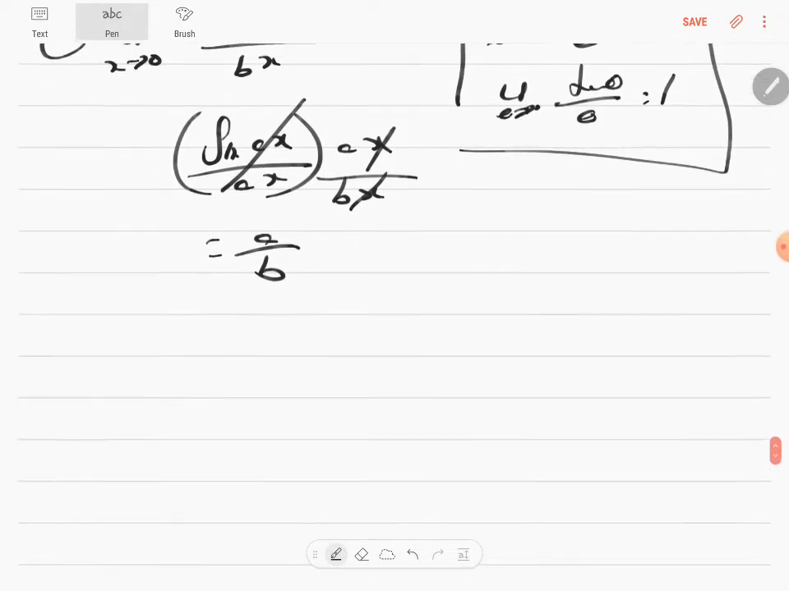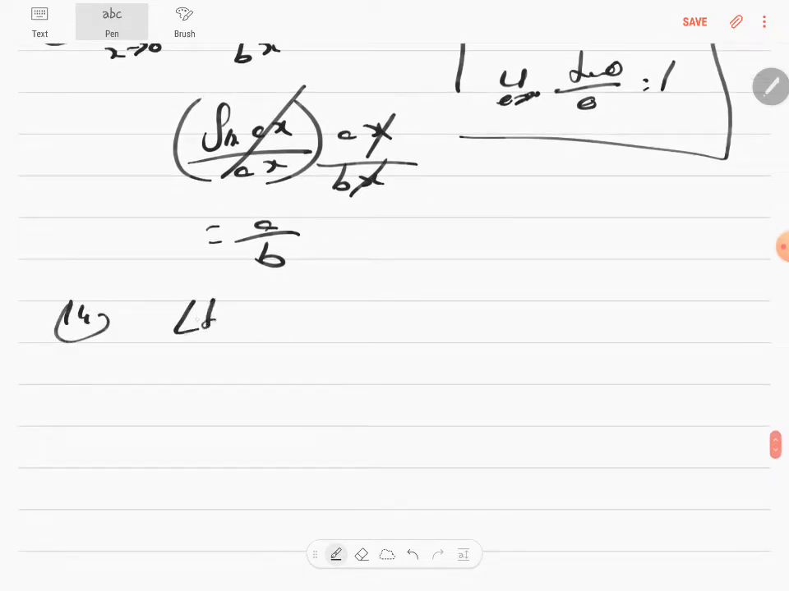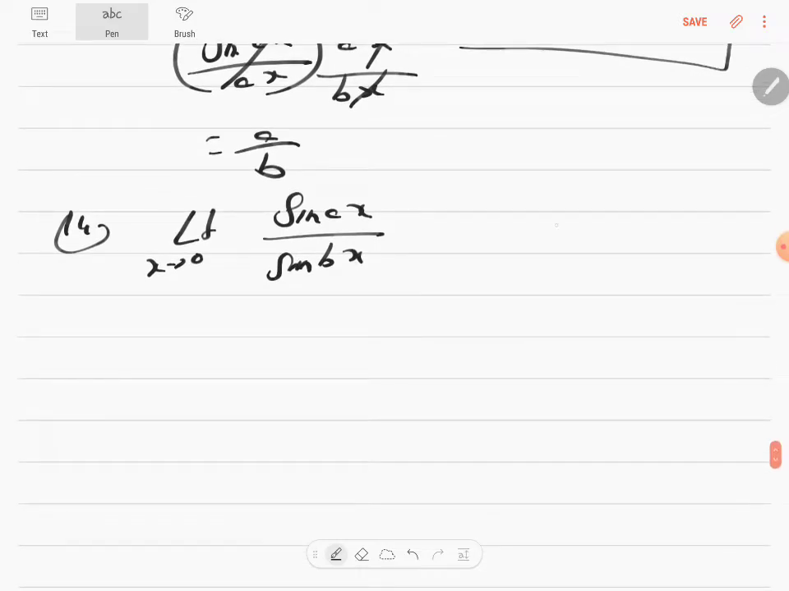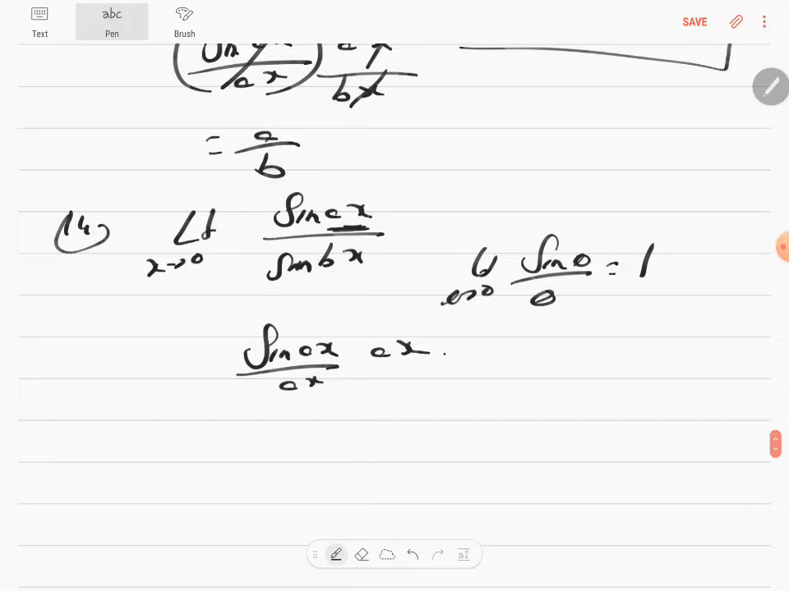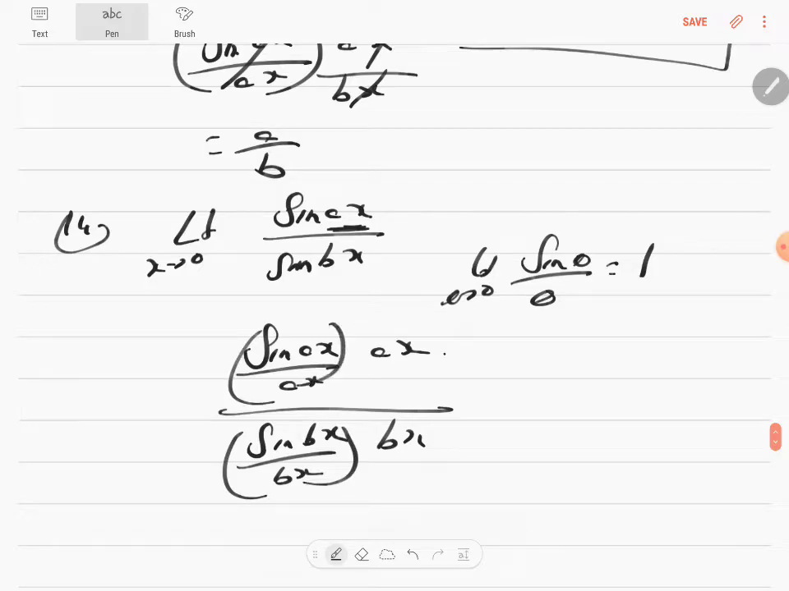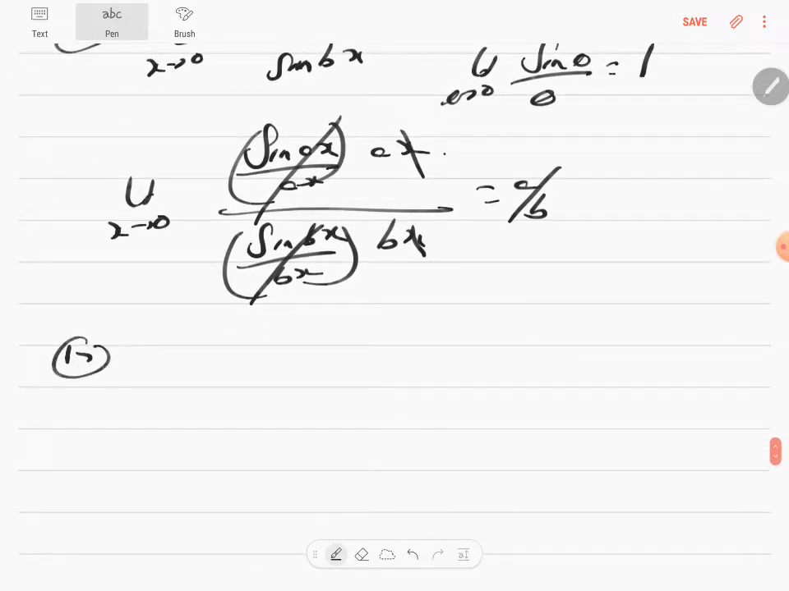Are you clear? So let's go to the 14th question. Limit x tends to 0 of sin ax by sin bx. Yes, sin theta by theta again. What is it? Sin theta by theta, limit theta tends to 0 is 1. You know that, right? Can you see sin ax is there? So what should you do? Divide by ax and multiply by ax. Sin bx is there, so divide by bx and multiply by bx. This is 1, this is 1. x and x get cancelled. Answer is a by b. Limit x tends to 0. Are you clear? So let's go to the 15th question.